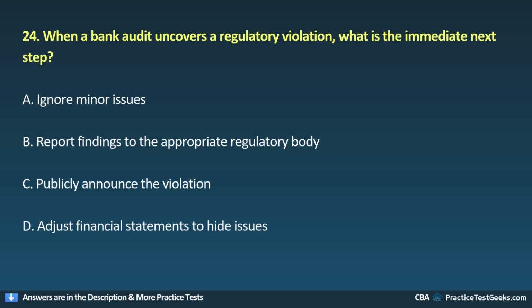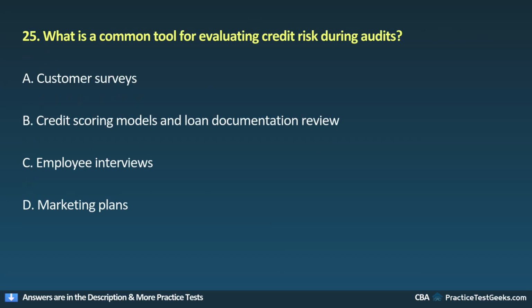A. Ignore minor issues. B. Report findings to the appropriate regulatory body. C. Publicly announce the violation. D. Adjust financial statements to hide issues. 25. What is a common tool for evaluating credit risk during audits?